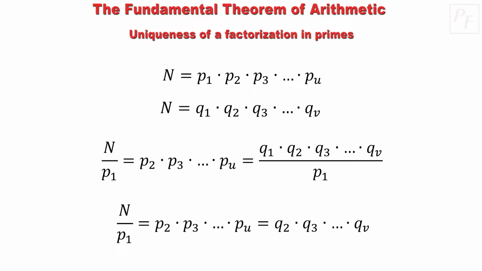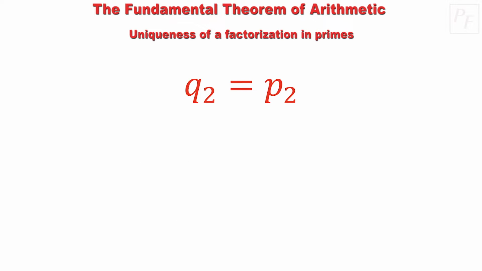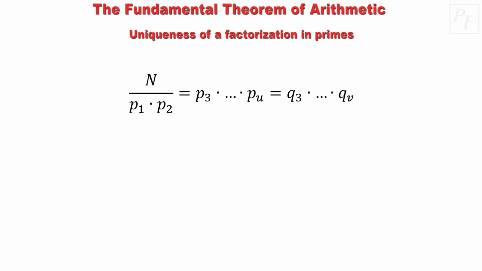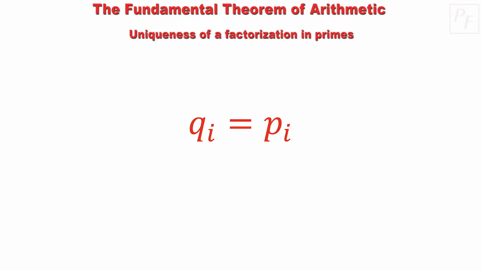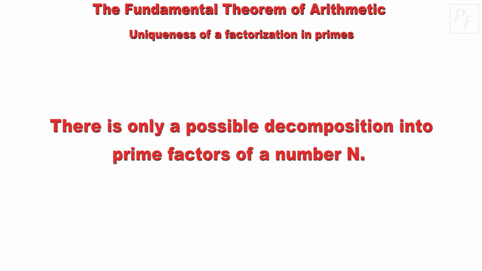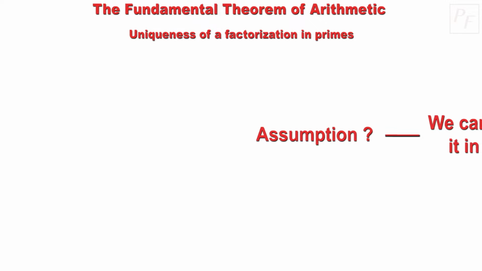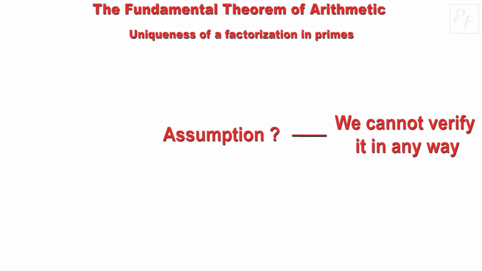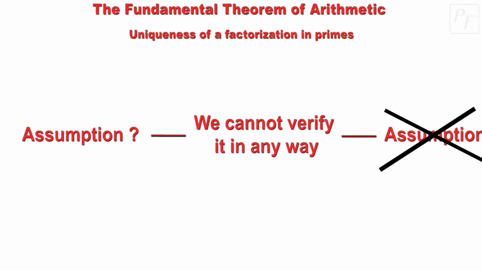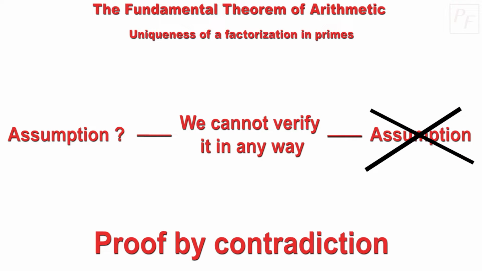We repeat the reasoning with q sub 2, and we obtain that q sub 2 is equal to p sub 2. So, repeating the process for all the factors, we conclude that every q sub i is equal to every p sub i, and that u is equal to v. So, there is only one possible decomposition into prime factors of a number n. We had started from an assumption, and we have seen that such assumption cannot be verified in any way. So, this assumption must necessarily be false. This step of proof is called proof by contradiction.